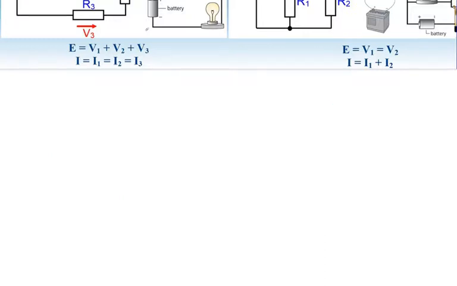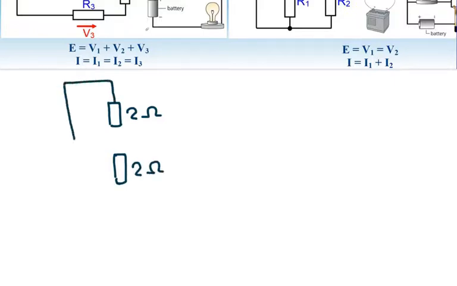Let's look at a different question. So now I'm going to have another resistor. I had a 2 ohm resistor. Now I'm going to have two 2 ohm resistors in my circuit, and I still have a 12 volt battery.